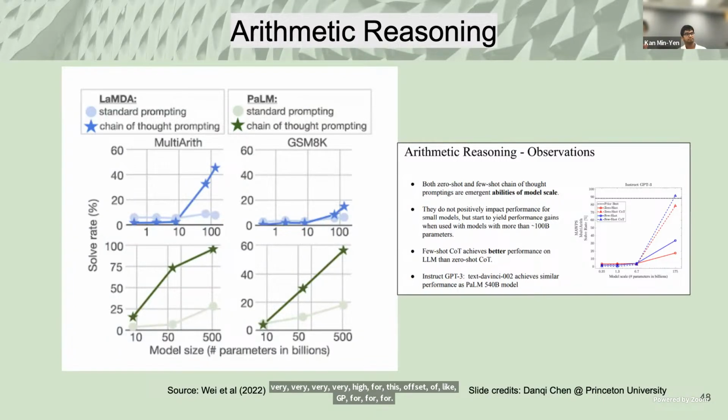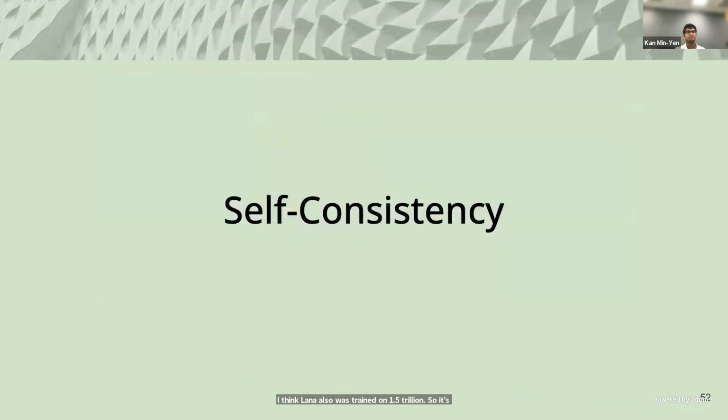So I think really the key point is how good your data is as well. Yeah, so there's two things: the quality of data and the number of tokens. I think Llama also was trained on 1.5 trillion or something. So it's good. I encourage you guys to take a step.